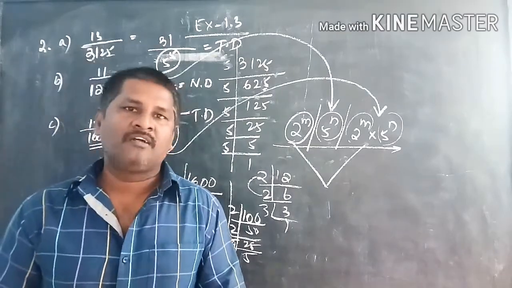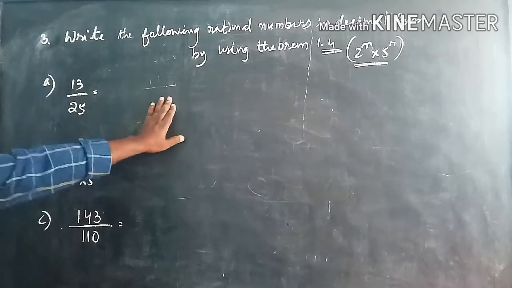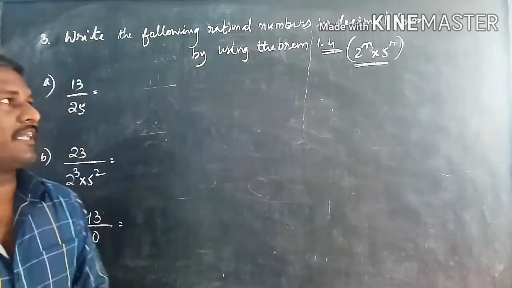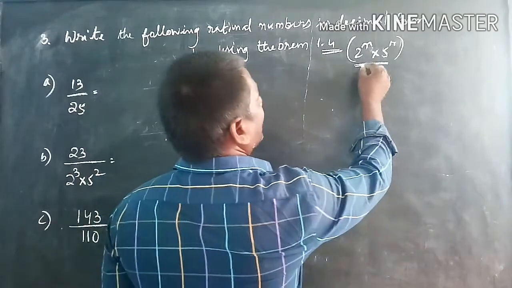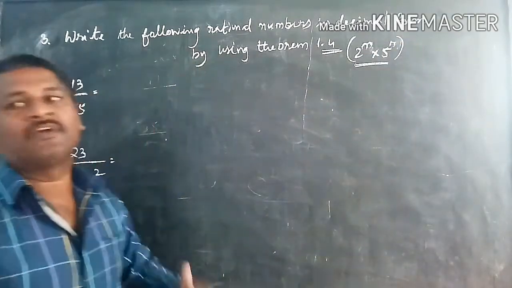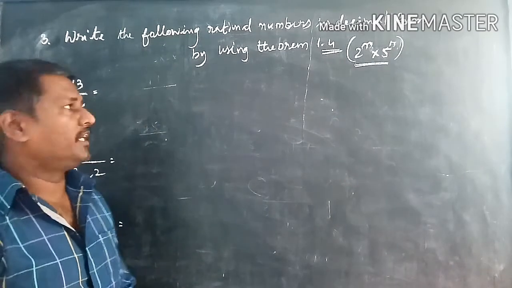Let us see the third bit. Write the following rational numbers in decimal form by using Theorem 1.4. Theorem 1.4 says that the denominator of any rational number is of the form 2 power m and 5 power n, where m and n are non-negative integers. I mean all positive integers.